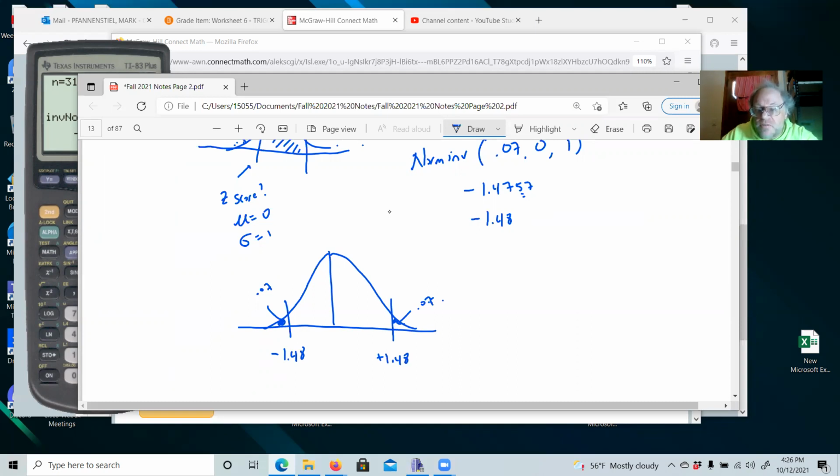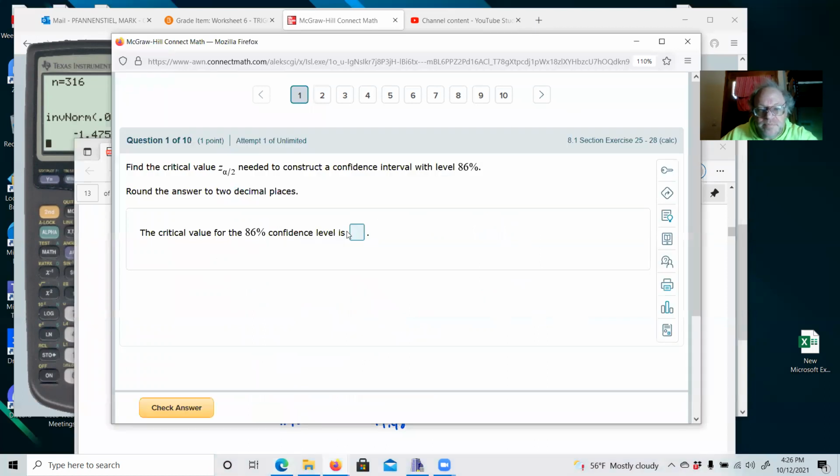So the confidence coefficient, in order to give me my 86% confidence interval, because this right here is 0.86 here, that is plus or minus 1.48. So they just want the coefficient. They just want that number. Okay, so that's what we're going to type in.